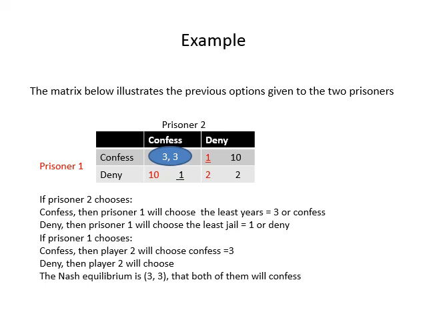If prisoner 1 chooses confess, then player 2 will also choose confess, equal 3 years. If prisoner 1 chooses deny, then player 2 will also choose deny, equal 2 years. The Nash equilibrium is 3-3, that both of them will confess.